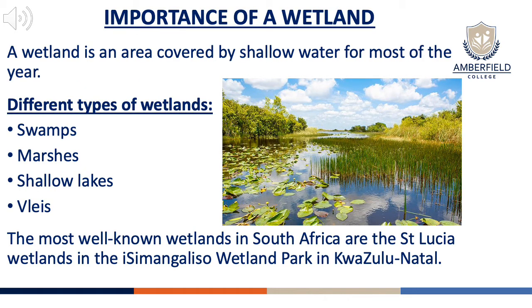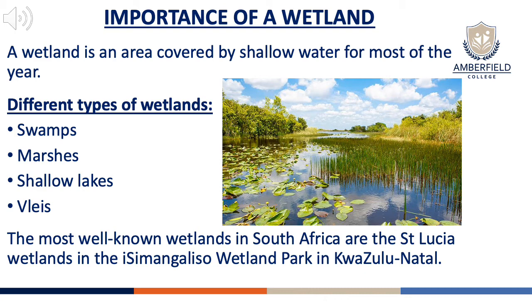The importance of a wetland. Before we actually realize what the importance of a wetland is, let's look at what a wetland is. Now, a wetland is an area covered by shallow water for most of the year. So shallow water meaning not too deep, but that is what we consider a wetland. Now, different types of wetlands could be swamps, marshes, shallow lakes, and flats. Now, the most well-known wetlands in South Africa are the St. Lucia wetland in the iSimangaliso Wetland Park in KwaZulu-Natal.